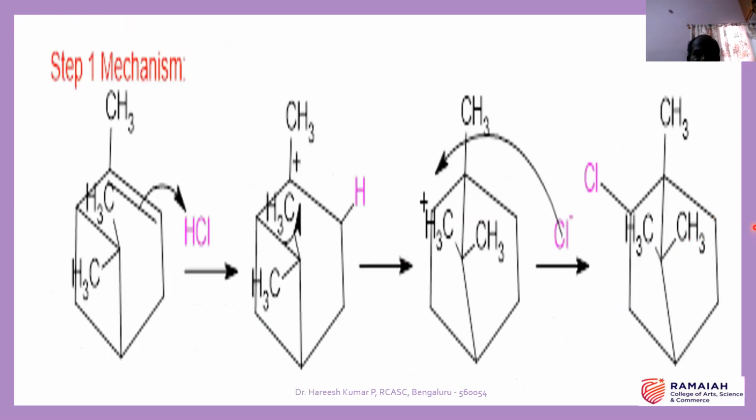So this is the step 1 mechanism. What is happening here? This bond pair picks up this proton. Then a positive charge is formed on this carbon atom. It's a tertiary carbon atom. And you know that this is a 4-membered ring. Since there is strain in the 4-membered ring, this bond pair moves from this carbon to this carbon, converting a 4-membered ring into a 5-membered ring. That is how the compound is obtained, and there is formation of a carbocation.